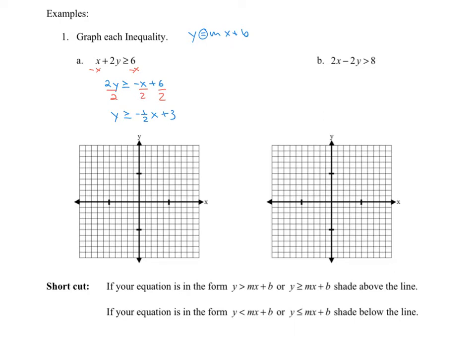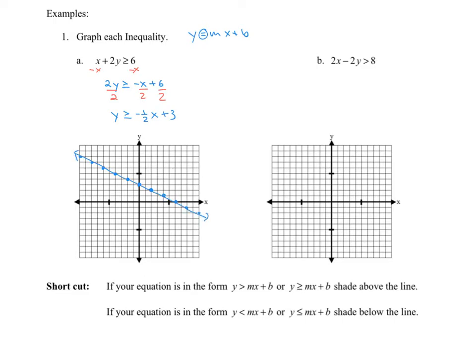Now, since my inequality is greater than or equal, it has the line underneath, I'm going to use a solid line. So I graph this the same way I would graph the equation y equals negative 1/2 x plus 3. So I start with the y-intercept at 3. My slope is negative 1/2, so I go down 1, right 2. Down 1, right 2, down 1, right 2. I can also go up 1, left 2, and that will also give me some points on the line. And I make a straight line that extends from one end of the graph all the way to the other. Make sure it extends all the way.